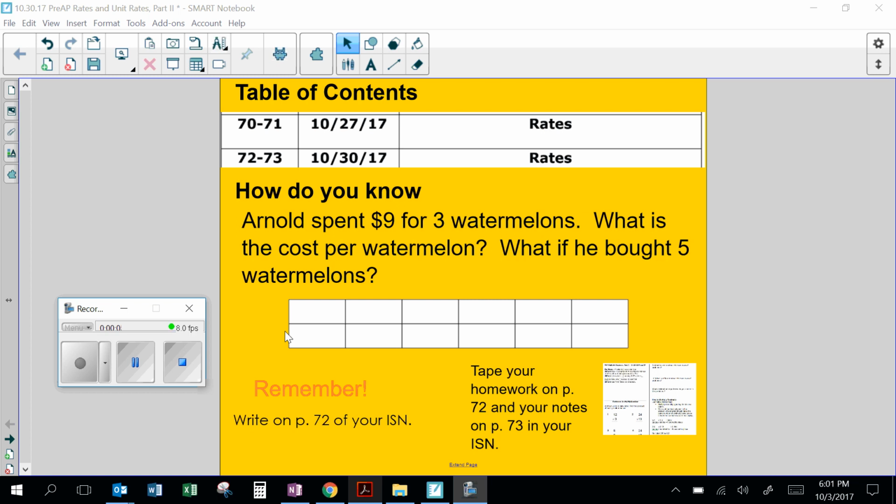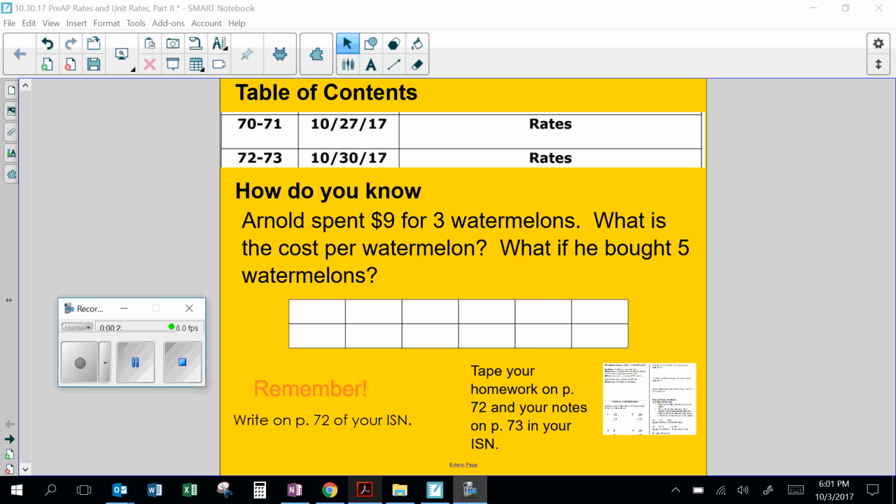Welcome to part two of our lesson on rates. So let's look at our number routine. How do you know that? Arnold spent $9 for 3 watermelons. What is the cost per watermelon? That's like the cost for each watermelon, for every 1 watermelon. What if he bought 5 watermelon?